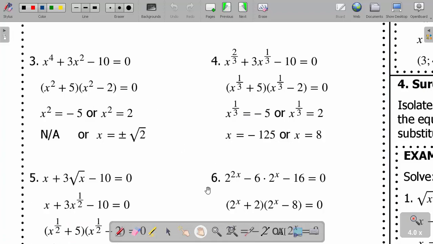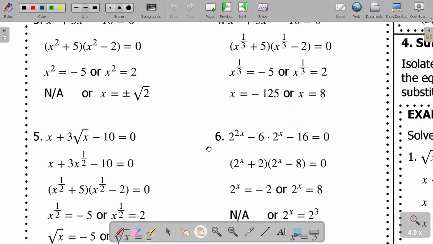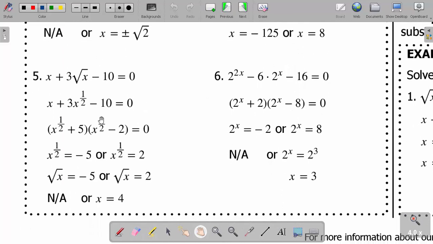Yes, hello. Number 5, example 5. We already finished factorizing this as well. So after equating to 0, we say either x power a half equals minus 5, or x power a half equals positive 2. Now, because this is negative here, it won't be applicable. But for the 2, we are going to have it because we just square both sides.